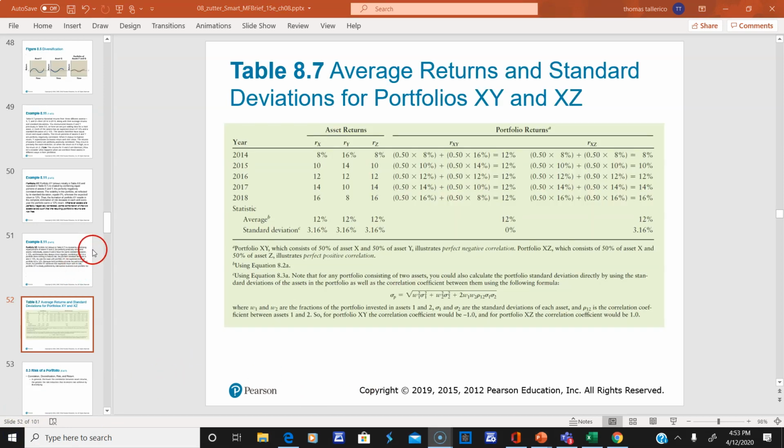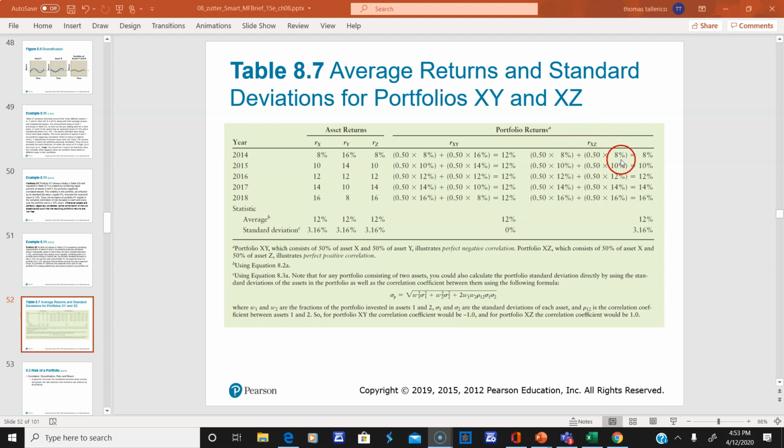All right, so here are the standard deviations and average returns for two portfolios. Now, this time we have 3 stocks here, X, Y, and Z. However, the portfolio was only made up of 2 out of the 3: X and Y in this case, and X and Z in this case. Now, you'll notice that the returns are 12 for each year, right? So there's no standard deviation, as we said. 12, and the standard deviation is 0.